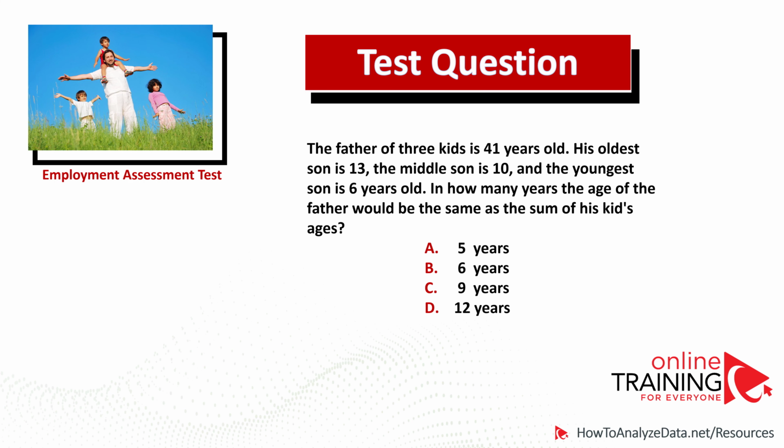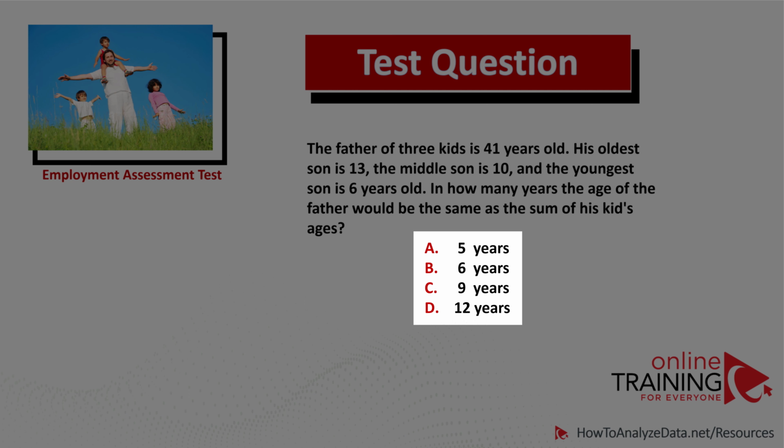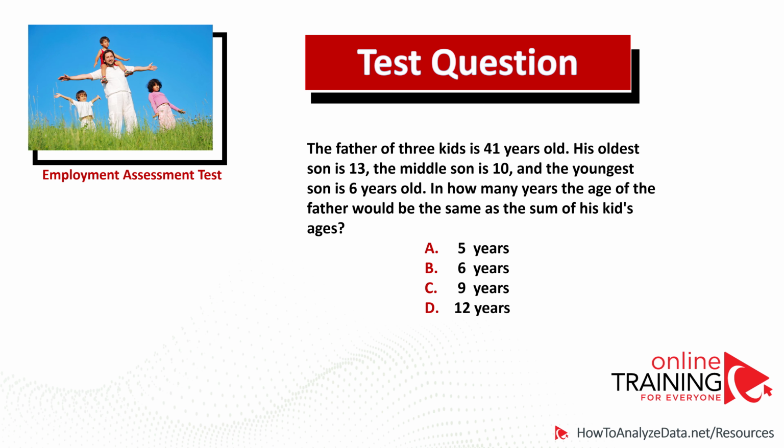Let's look at the tricky problem you might frequently see on the test. The father of 3 kids is 41 years old. His oldest son is 13, the middle son is 10, and the youngest son is 6 years old. In how many years would the age of the father be the same as the sum of his kids' ages? And you have 4 choices: in 5 years, in 6 years, in 9 years, or in 12 years. Do you think you know the answer? Let's see how we can get to the correct answer together.